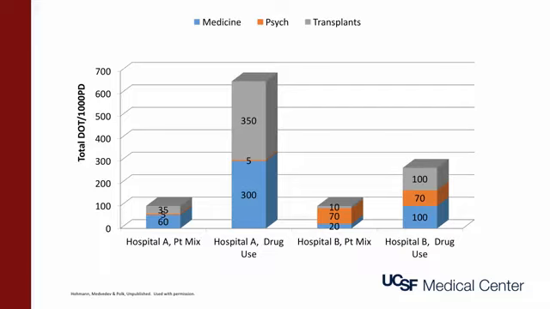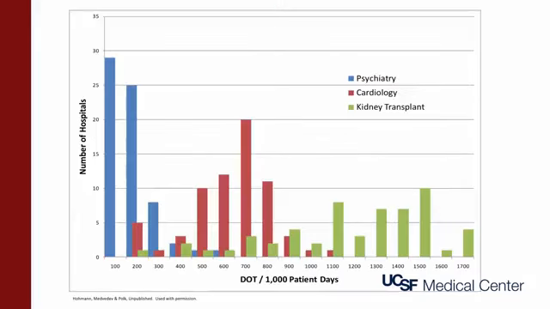Although each service has the same utilization rate per patient for each service, 5 days of therapy per 1,000 patient days for medicine, 1 for psych patients, and 10 for transplant patients, the total utilization at Institution A is much higher because their mix includes higher use patients. Thus, these hospitals have similar rates of modifiable antibiotic use, but much different overall usage rates.